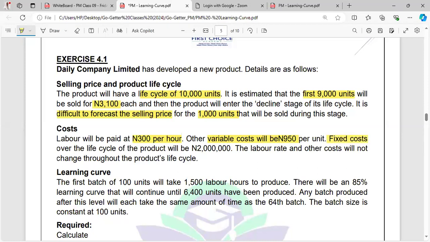Somebody is asking me what ICAN diet question this is. I can't say offhand, but we will look at it and we will get it.